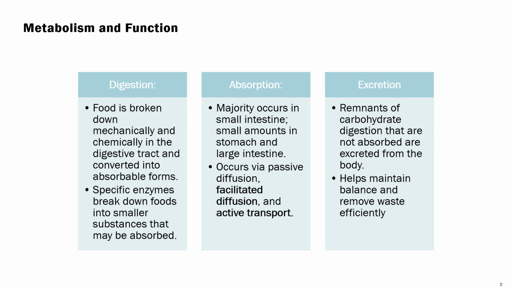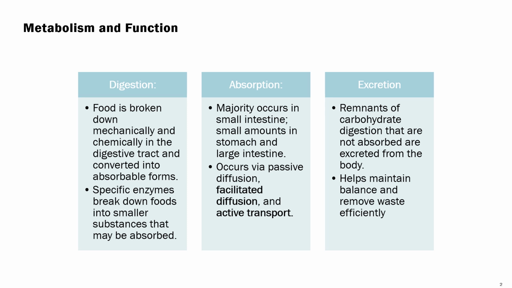Next, let's talk about absorption. The majority of carbohydrate absorption occurs in the small intestine, although small amounts are absorbed in the stomach and large intestines as well. This process happens through several mechanisms. Passive diffusion is where molecules move from an area of higher concentration to an area of lower concentration without the need for energy. Facilitated diffusion is where molecules also move from higher to lower concentration, but they require the help of a carrier protein.